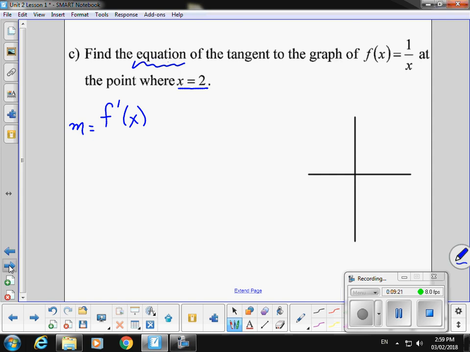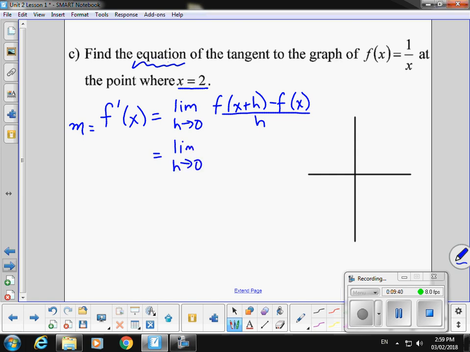So my derivative is the limit as h approaches 0 for the difference quotient, which is f at x plus h minus f at x, and you wouldn't have to write this one out every time, but not bad form. Limit as h approaches 0. That I need to write every time because I haven't taken the limit yet. So we keep writing it until we are done. So 1 over x plus h, subtract 1 over x, all over h. It's messy.